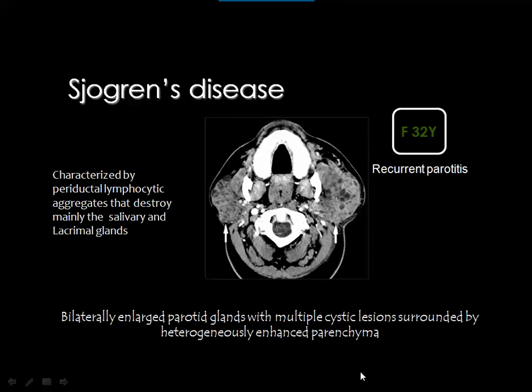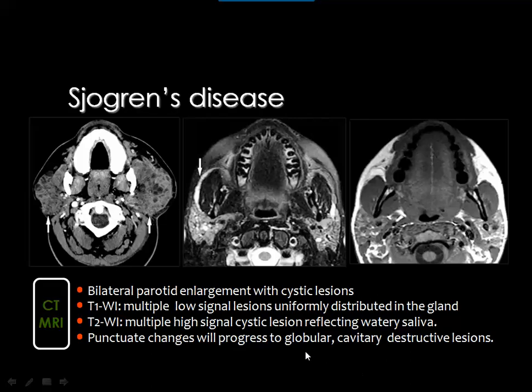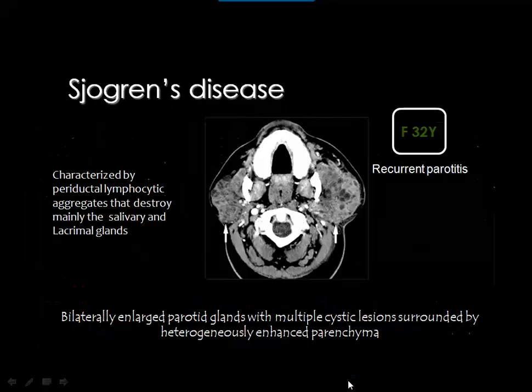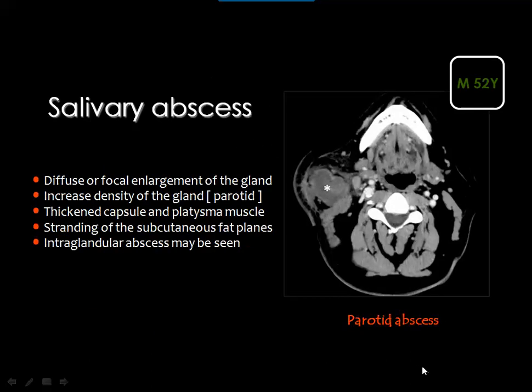Then, yes, this is the globular pattern whenever you get more contrast pooling within the ducts of the gland. Then this is Sjögren disease, and you can see asymmetrical enlargement of the parotid glands. The left is larger. Here are multiple small cystic lesions present in both sides, and this is characteristic of Sjögren disease.